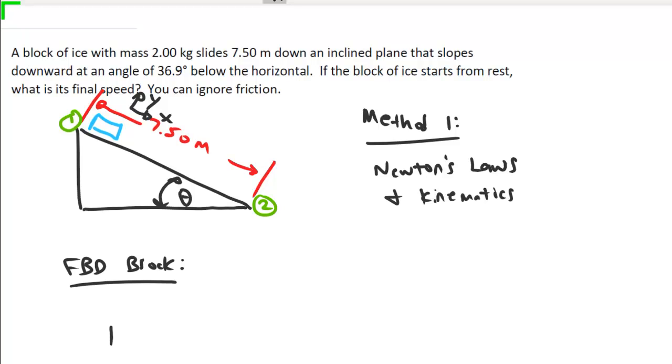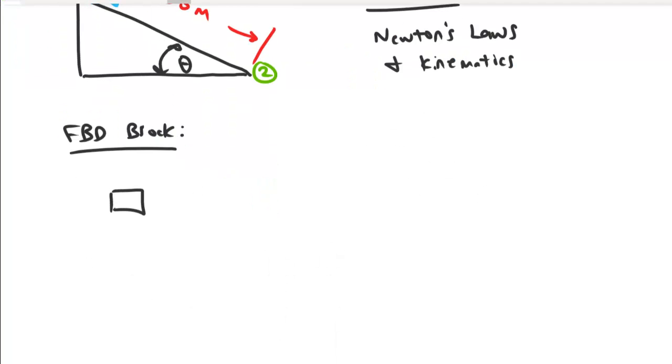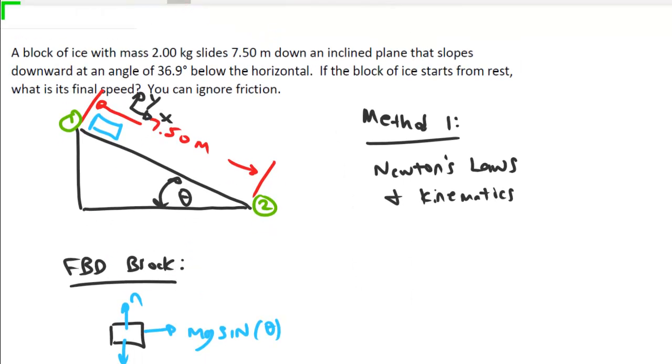And the free body diagram will look something like this. We have an mg sine theta here. We have a normal force here. And we have an mg cosine theta here. If we had friction, which it actually says over here that we can ignore, then we could have drawn friction back this way, right? But we don't actually have any friction, so it makes it a little bit simpler to deal with. So there's a free body diagram of the block.